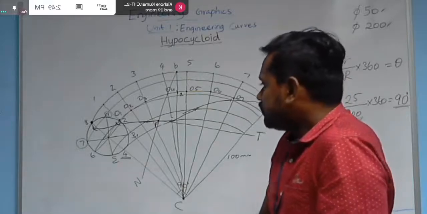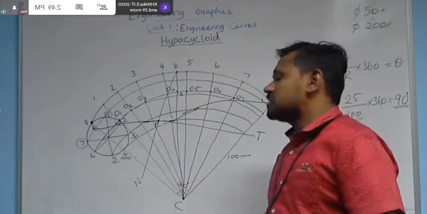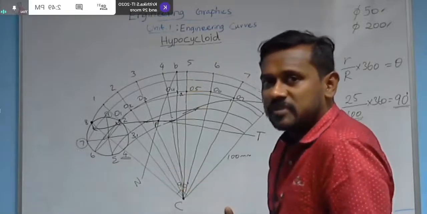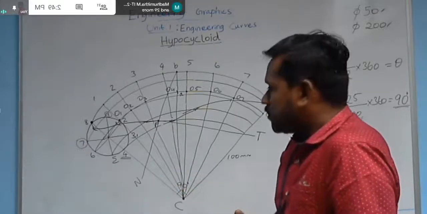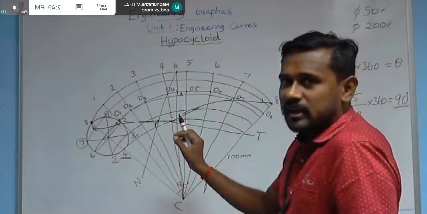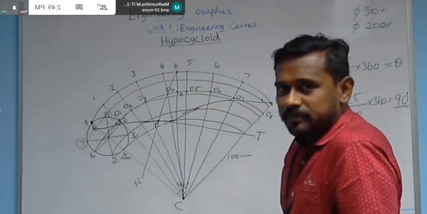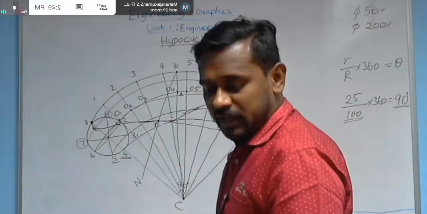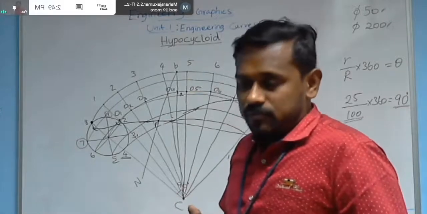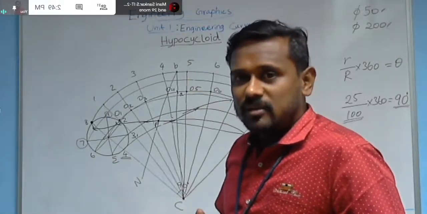Okay. So the procedure resembles the procedure of the cycloid and epicycloid, but based on this environment, we are slightly modifying the procedure. So this is about the drawing of the hypocycloidal curve. Once you have any doubt in that, we can discuss.